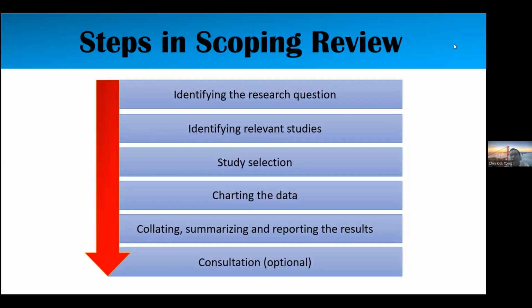In constructing a scoping review, these are some of the steps I recommend: identifying the research questions, identifying the relevant studies, selecting the studies, charting the data, collating, summarizing, and reporting the results, and also consultations. So we are going to go through the steps one by one.